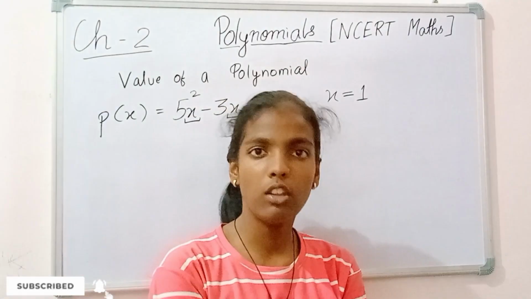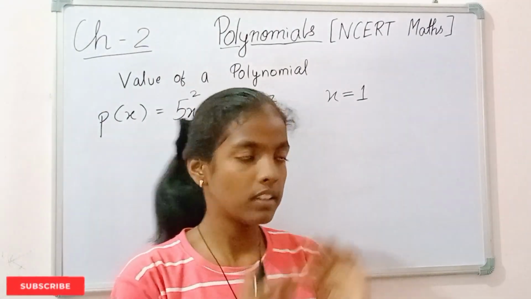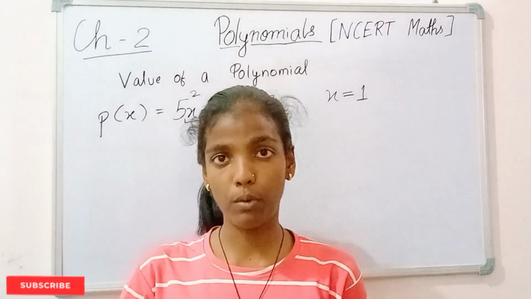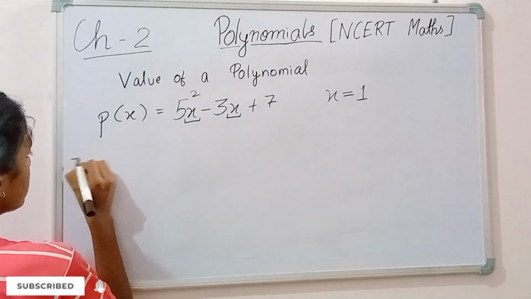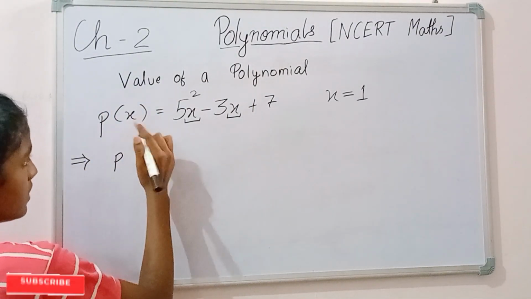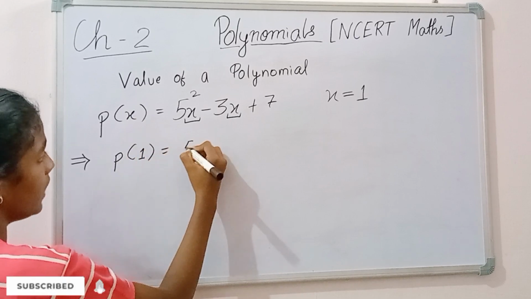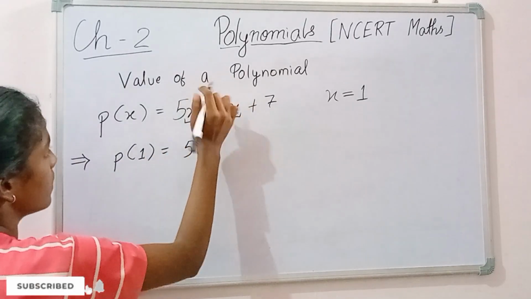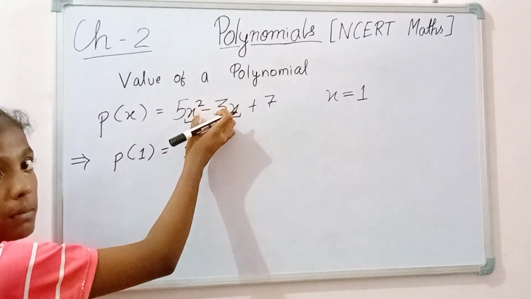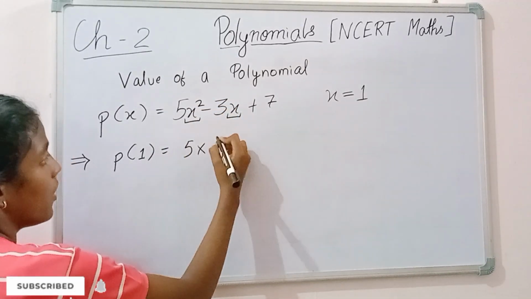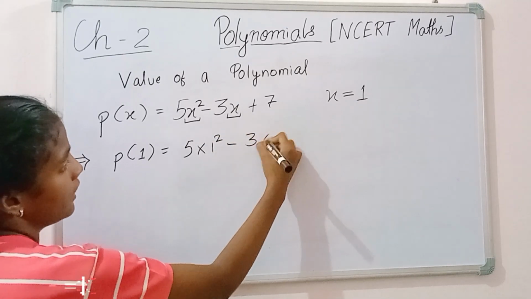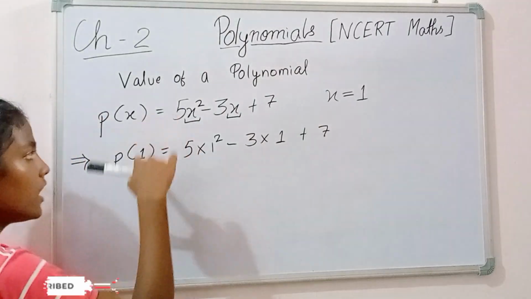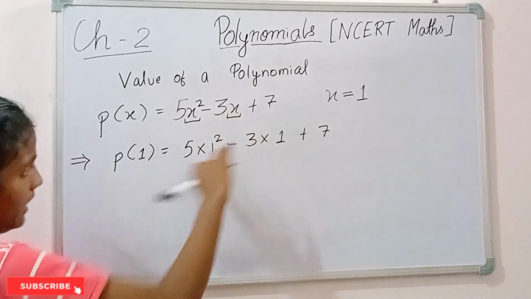So how will we find the value of the polynomial? We just have to put the value of x in the place of x. Then we will get the value of the given polynomial. So let's do it. So here is x. We will put here 1 and write all the numbers the same. So 5 into 1 square minus 3 into 1 plus 7. Here you can clearly see that at the place of x I have put 1. Now we will solve it.